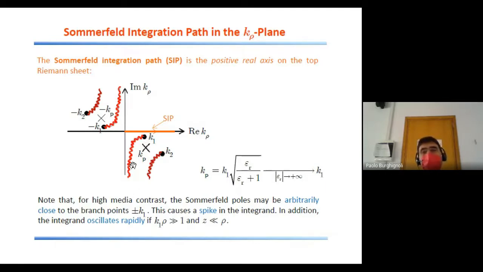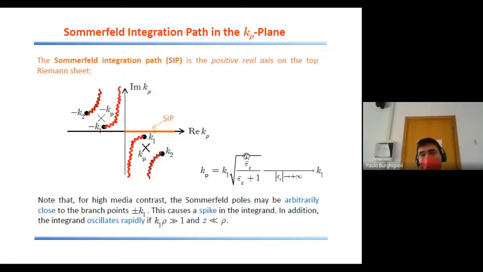Then there is a pair of poles, and what I'm representing here is the top Riemann sheet, that is, Riemann sheet number one, where there is a pair of Sommerfeld poles, Kp and minus Kp. And then we need to integrate along the so-called Sommerfeld integration path that runs from the origin to plus infinity along the positive real axis of this complex plane.